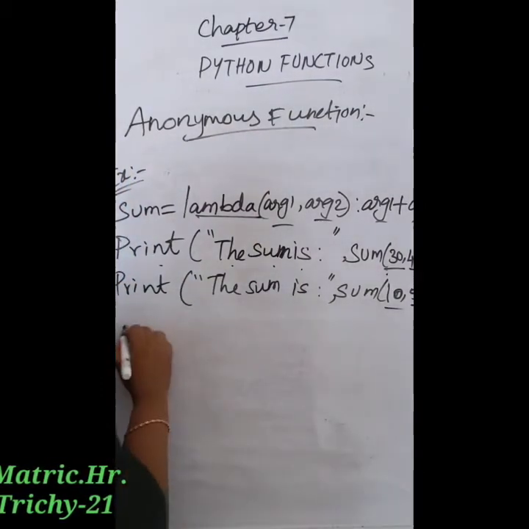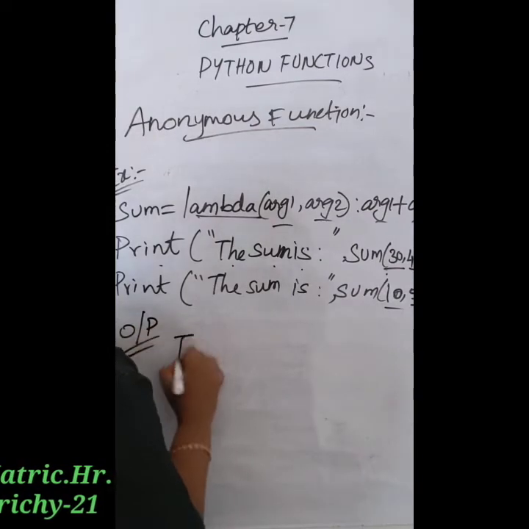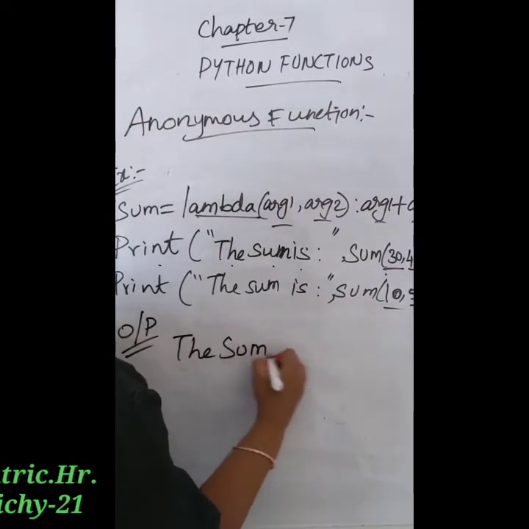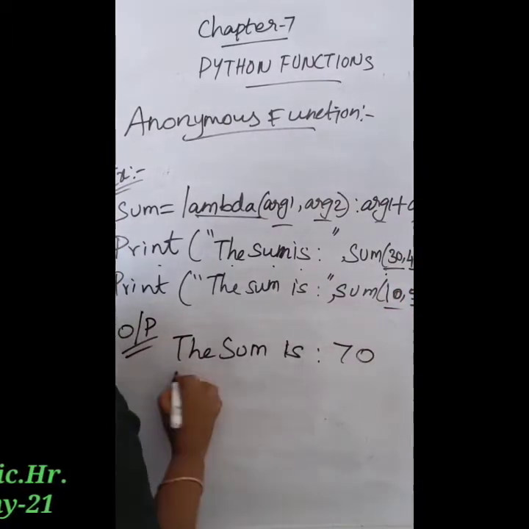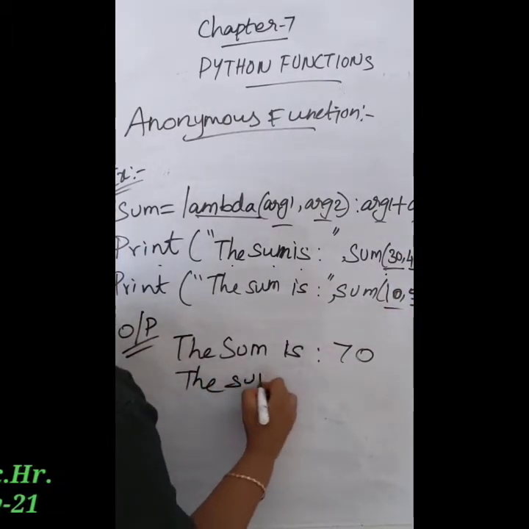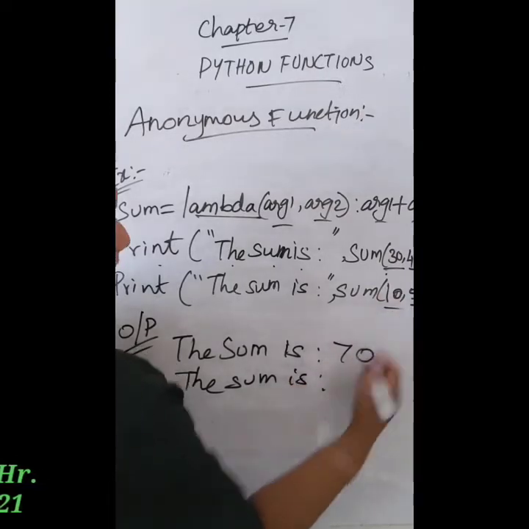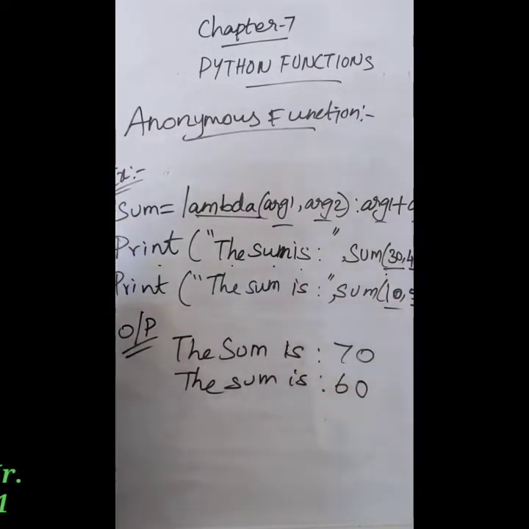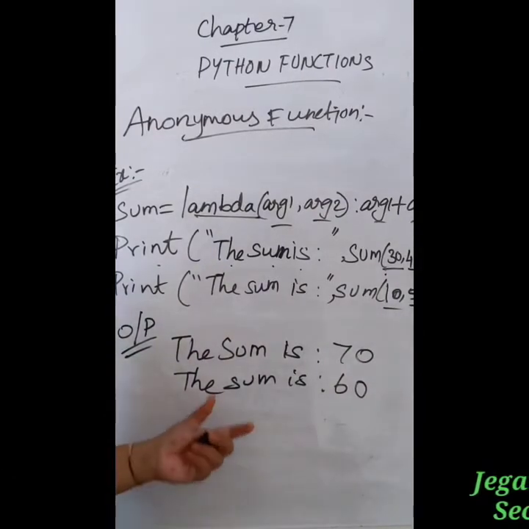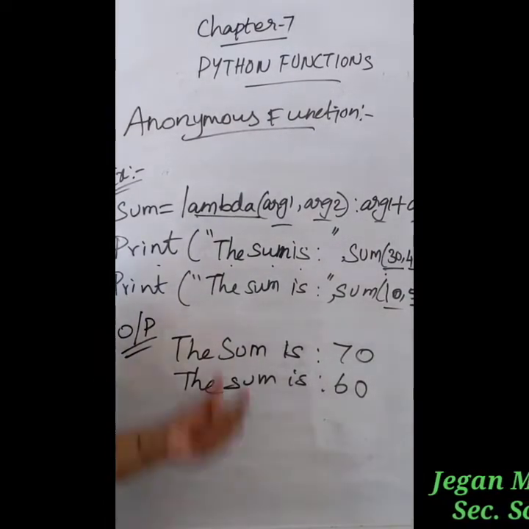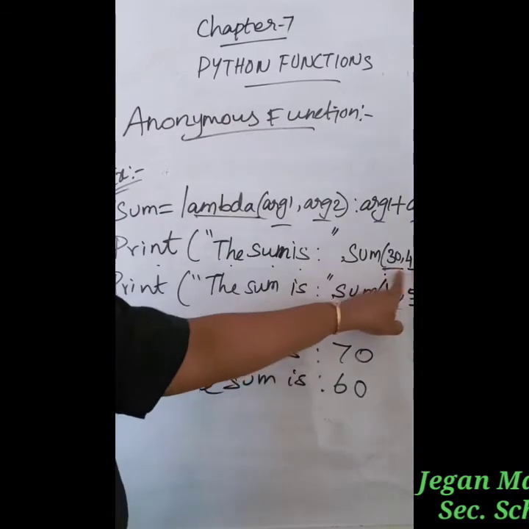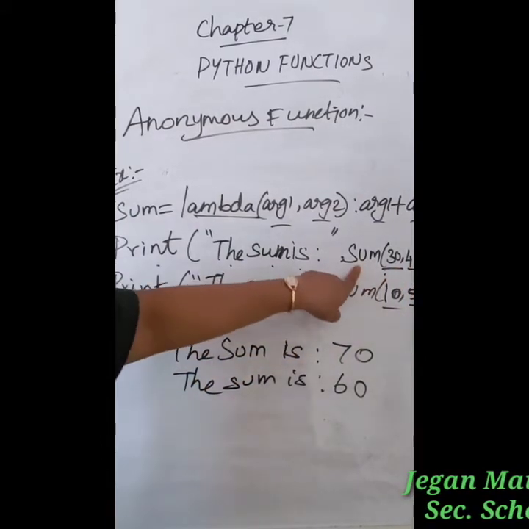Now let us see the output of this program. The sum is, what is the value? 30 plus 40, 70. Then the sum is 10 plus 50, 60. So this is the output of this program. So in the above example, the function adds argument 1 with argument 2 and stores the result in a variable sum. So we can add these two values and store it in sum.